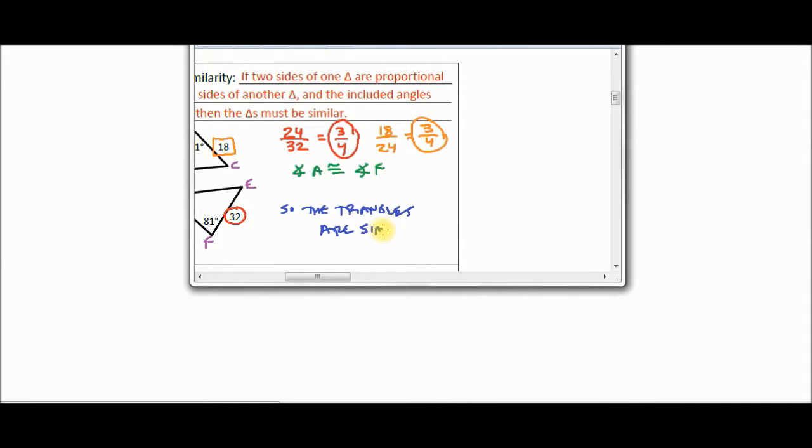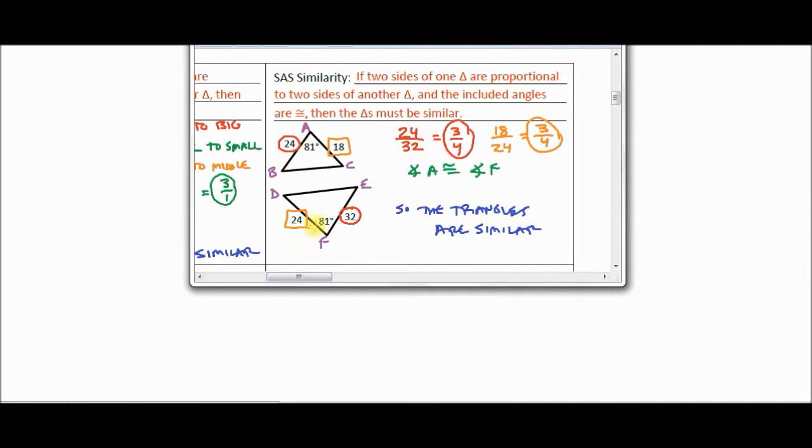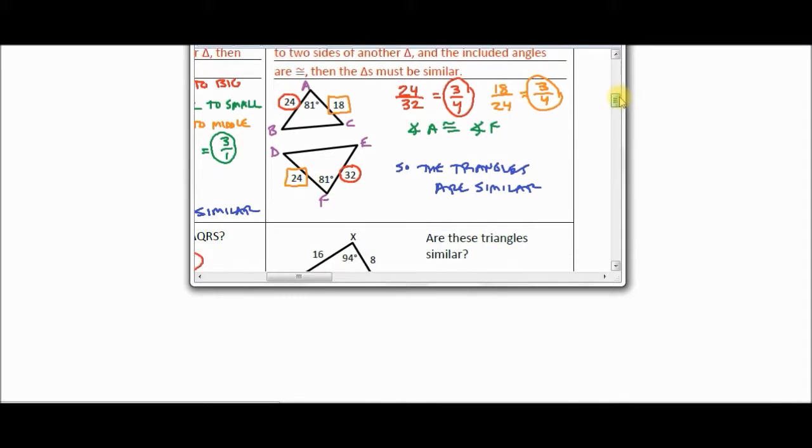And notice, class, this is a shortcut because otherwise we would have had to check the other two angles and the third side. Well, we can't do that here because we don't know any measure of the third side, and we clearly don't know what the measure of the other two angles are. But I can definitely tell you that the other side is proportional, and the other two angles on the one triangle definitely are congruent to the other two angles of the other one because we know the two triangles are similar. All right, let's apply this to a problem.